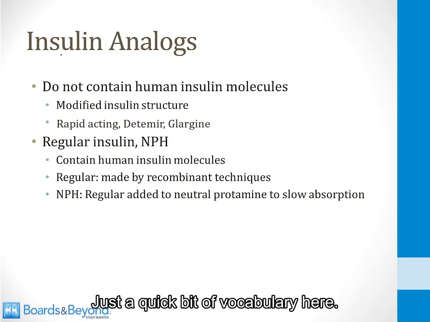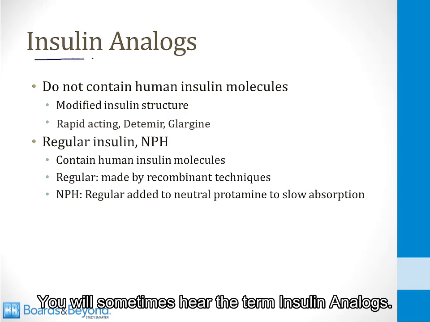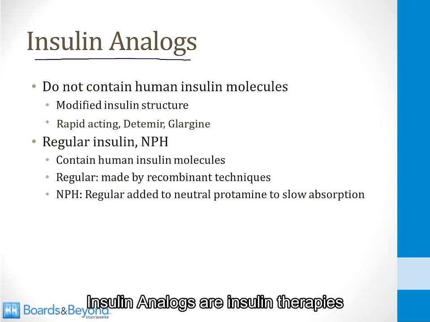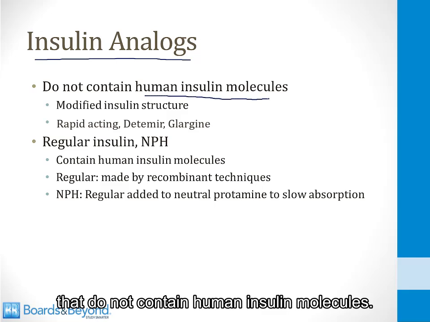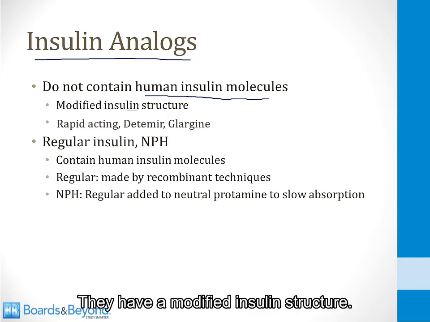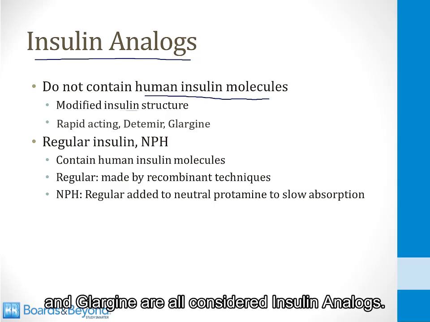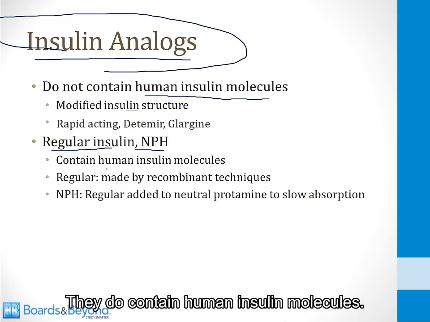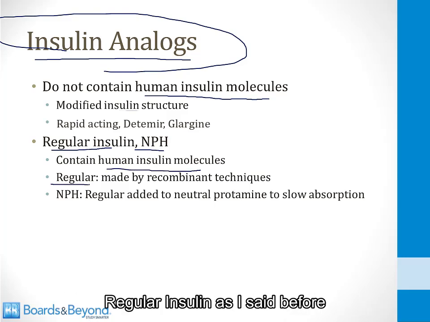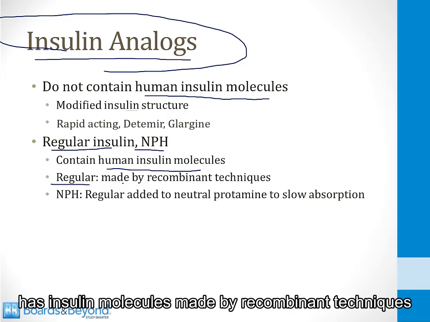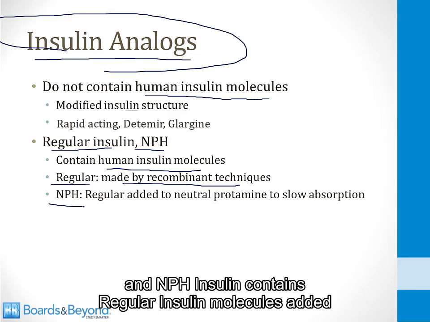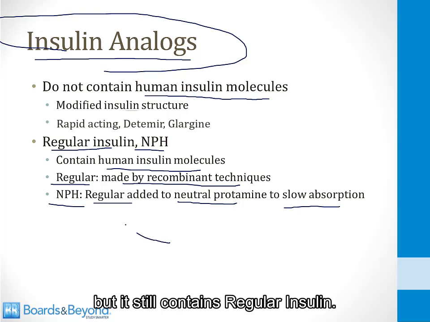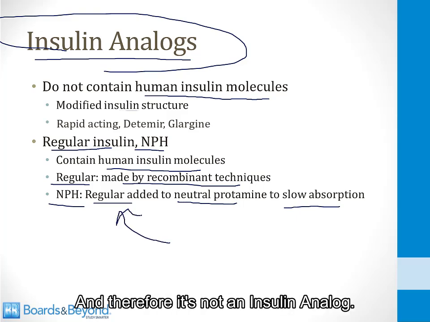Just a quick bit of vocabulary here. You will sometimes hear the term insulin analogs. Insulin analogs are insulin therapies that do not contain human insulin molecules. They have a modified insulin structure. So the rapid-acting insulins, detemir and glargine, are all considered insulin analogs. On the other hand, regular insulin and NPH are not considered insulin analogs. They do contain human insulin molecules. Regular insulin, as I said before, has insulin molecules made by recombinant techniques. And NPH insulin contains regular insulin molecules added to neutral protamine to slow absorption, but it still contains regular insulin, and therefore it's not an insulin analog.